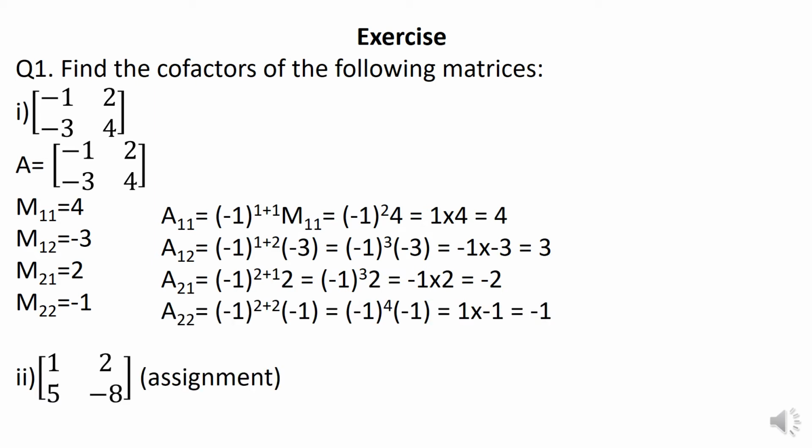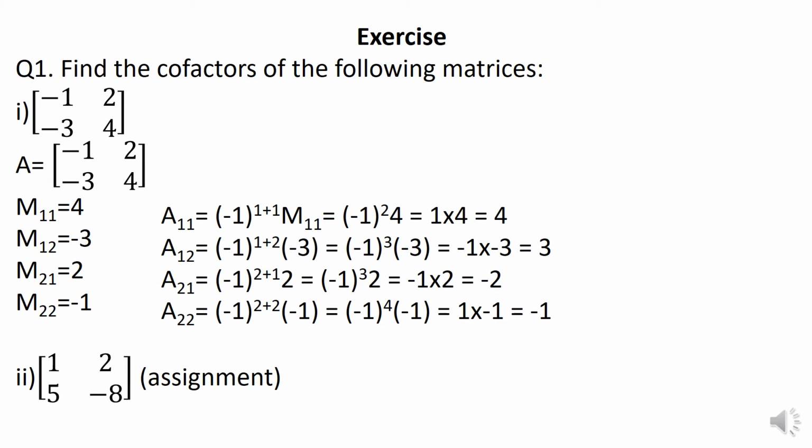Now here, remember one thing, observe one thing students. Whenever minus 1 is raised to an even number, the minor and the cofactor are same. As you can see, M11 and A11 both are 4. On the other hand, whenever minus 1 is raised to some odd number, you get minors and cofactors as opposites of each other.